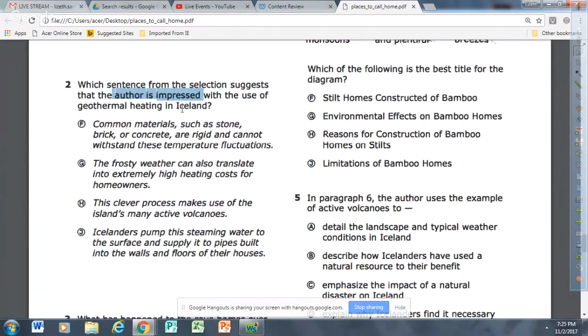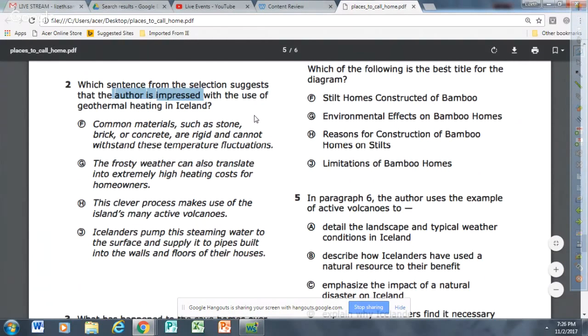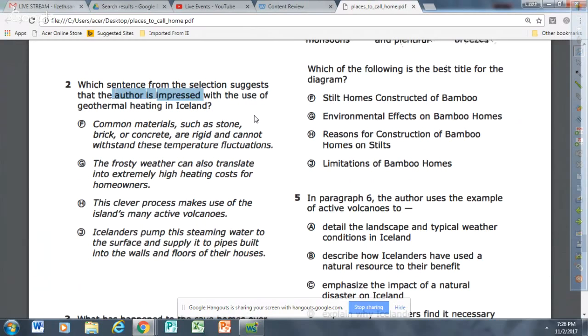So go ahead and look through there. We don't really need to go back through the text for this one because you have it there. We're looking for the one statement that shows the author is impressed with the process. So look through it. Email me your answers. I'm going to give you a little bit of time to answer. The keyword is impressed. If you were the author, which sentence would you use if you were impressed by them?